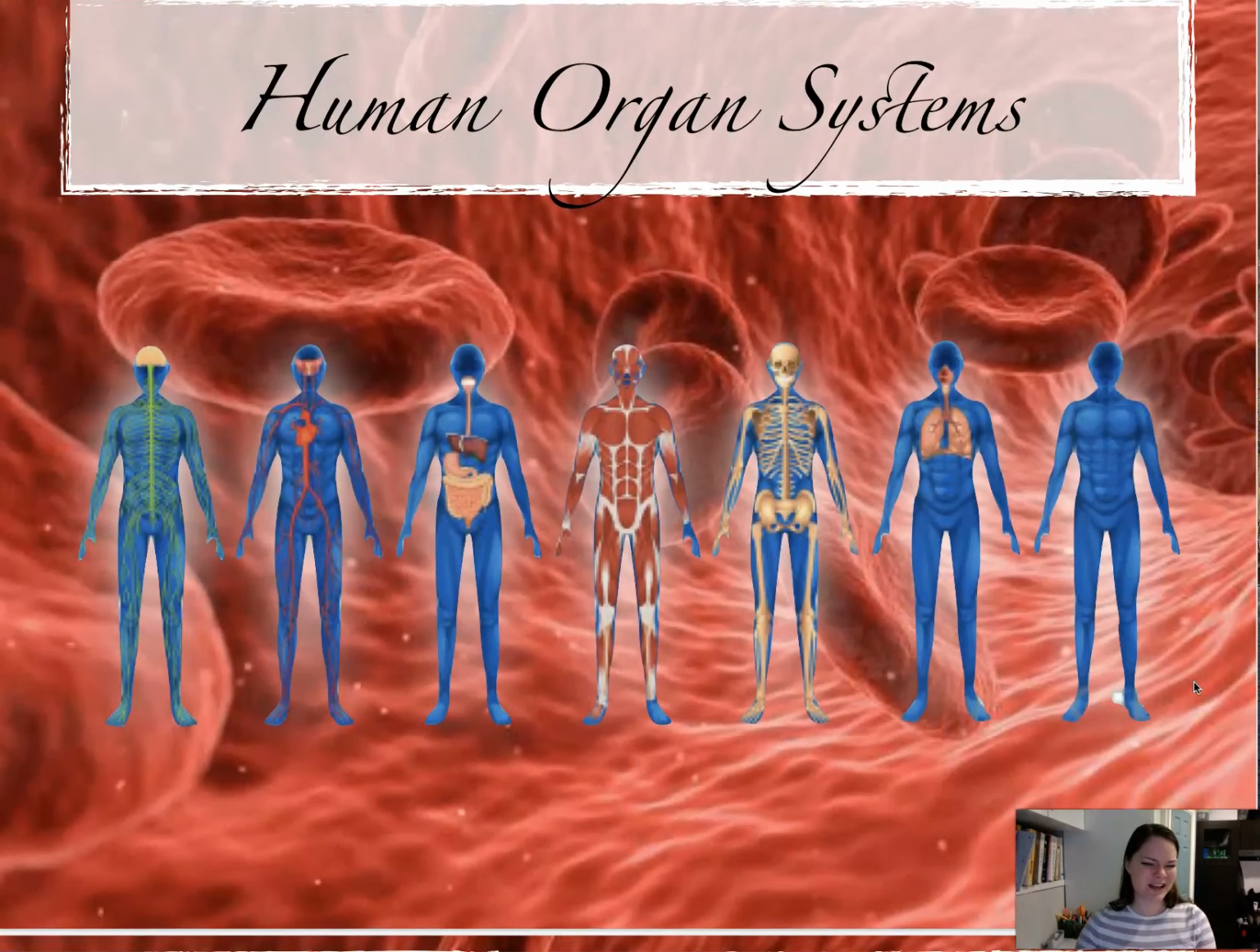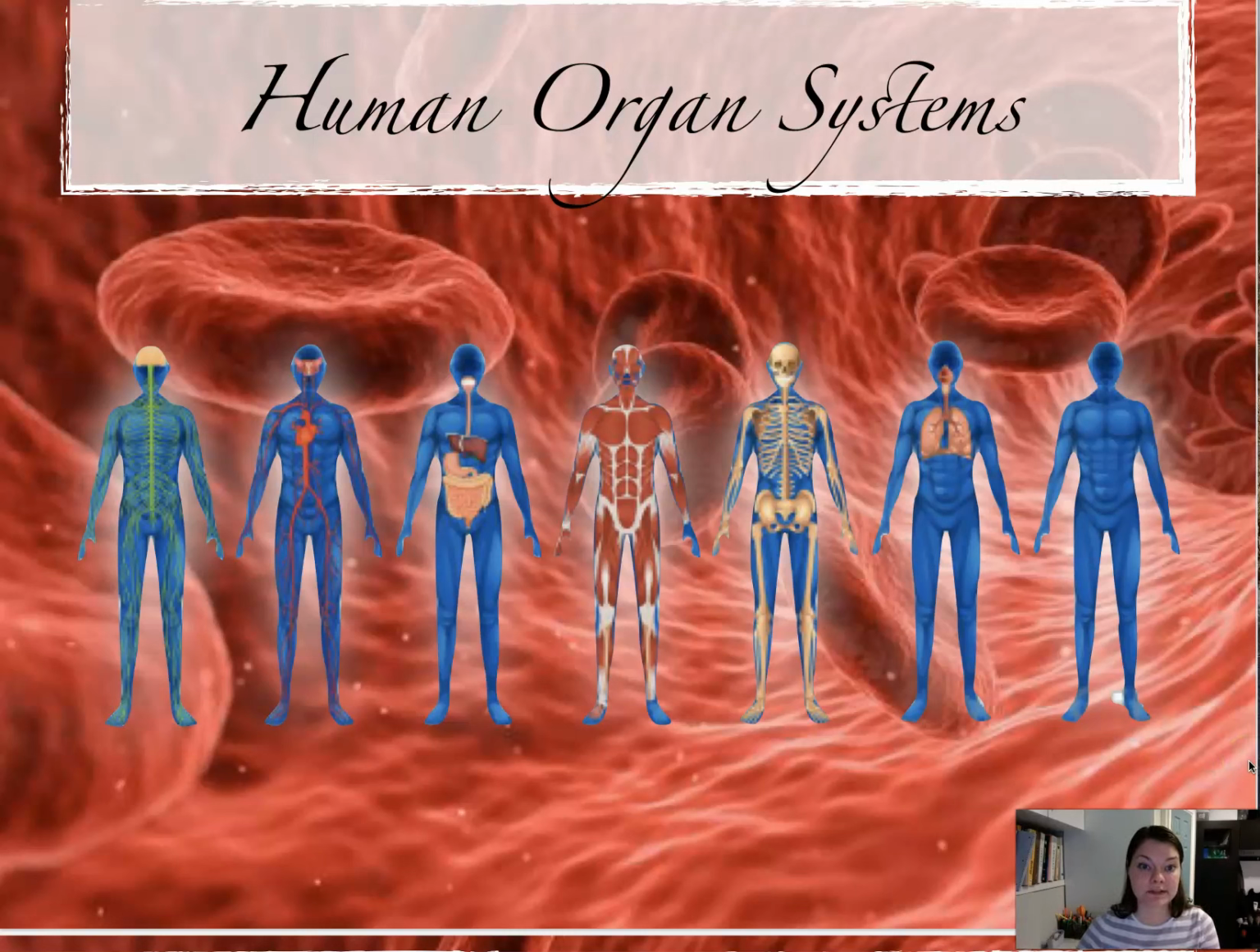Just to remind you, you don't need to memorize these, but you've definitely seen the different human organ systems before: things like the nervous system, the cardiovascular system, the digestive, the muscular, skeletal, the respiratory, and then the skin, or the integumentary system. Those are ones that you've seen before, but we're going to focus on just 6 of them, okay?